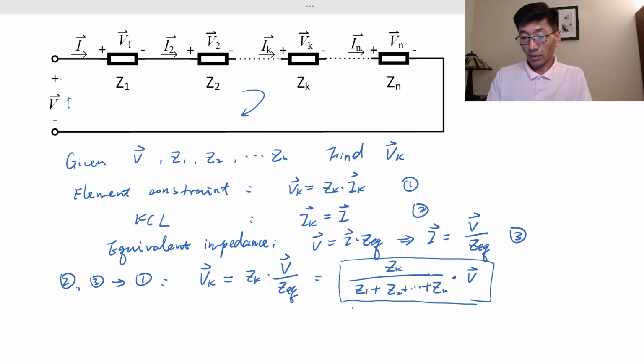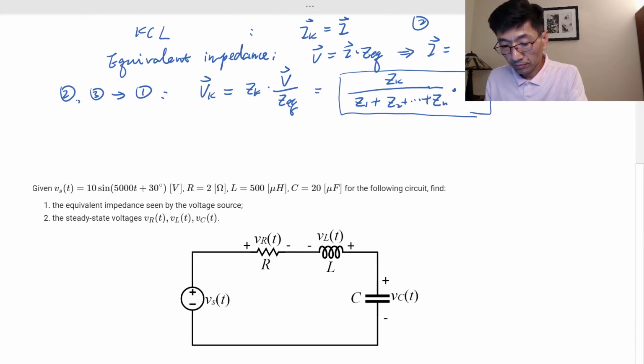if we flip the plus minus sign, in that case you would have a negative sign. If you choose the clockwise or counterclockwise direction, both V and V sub k would be voltage rises or voltage drops. So just pay attention to that. Let's look at an example.